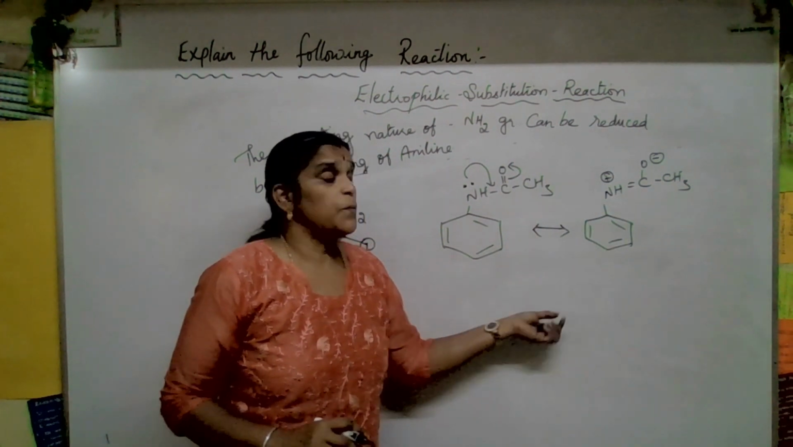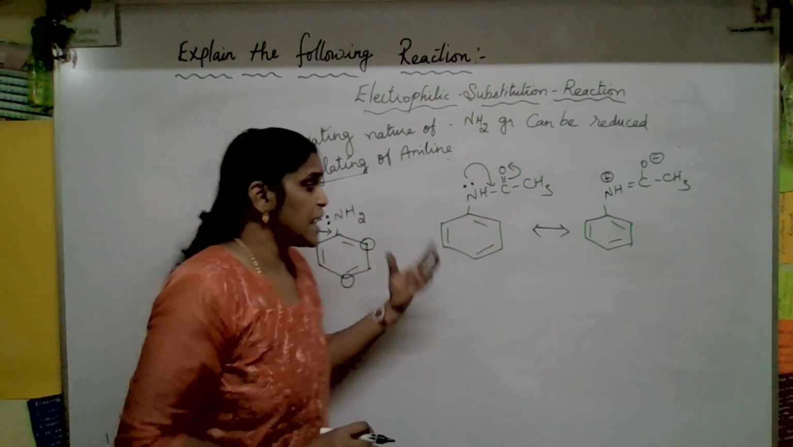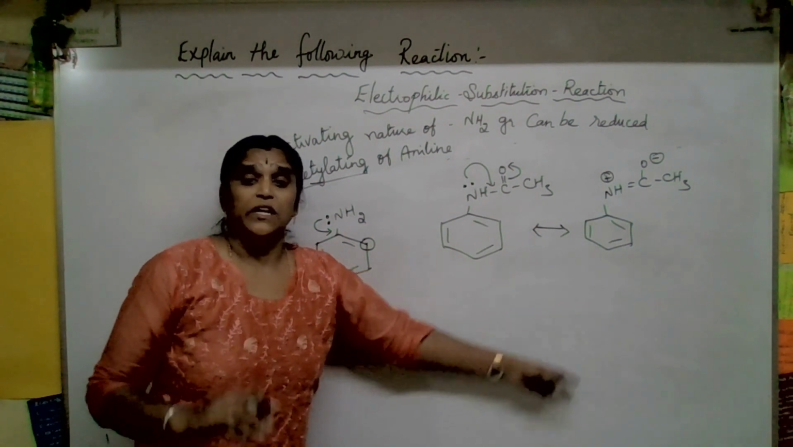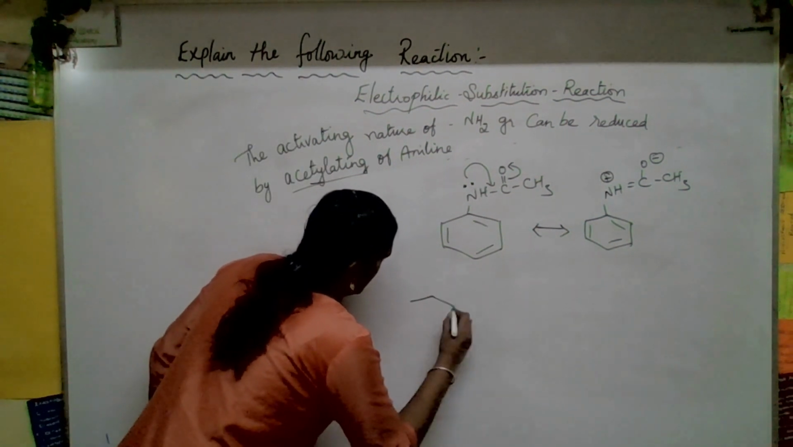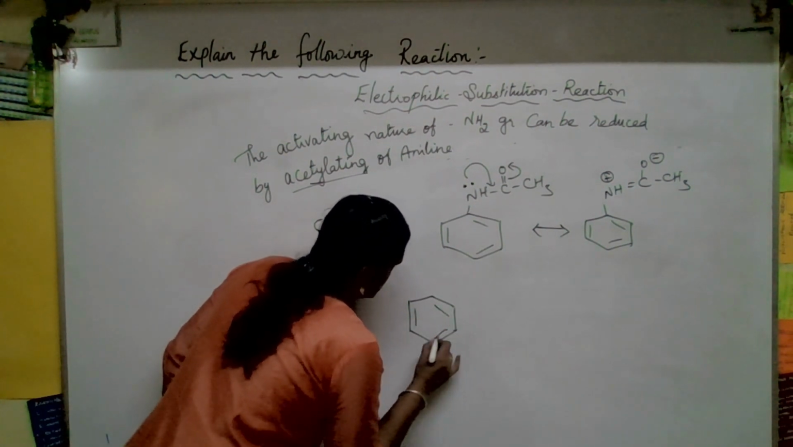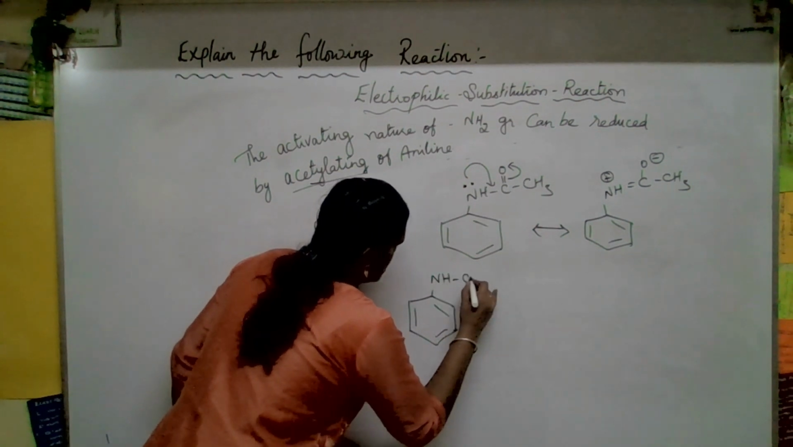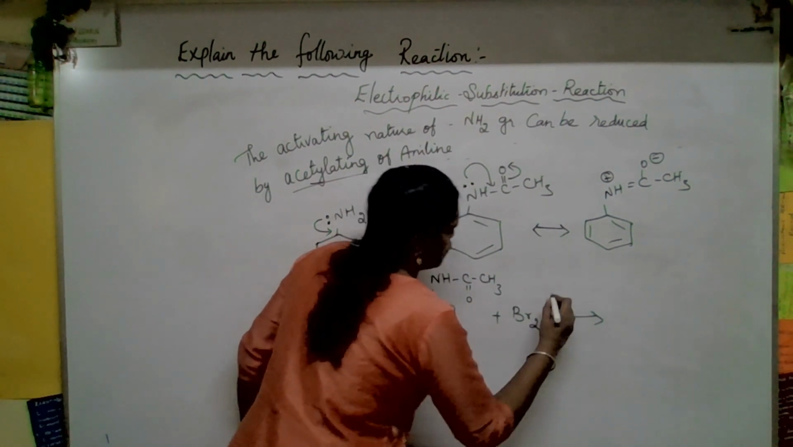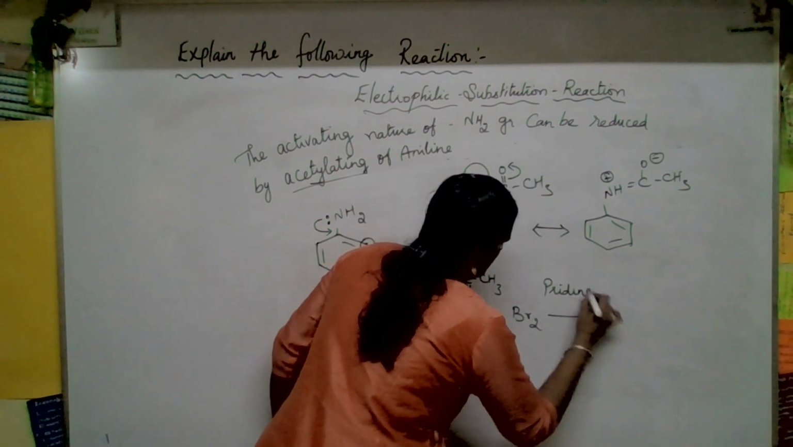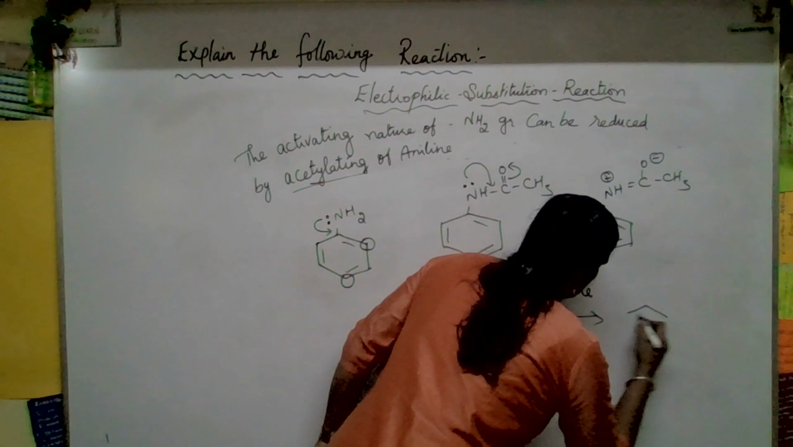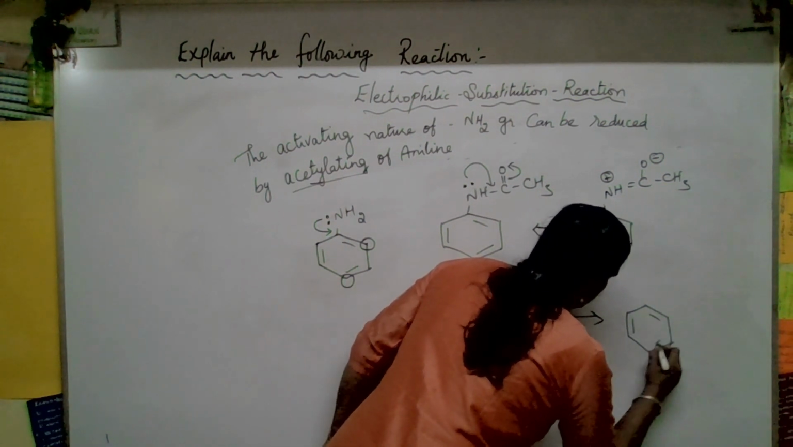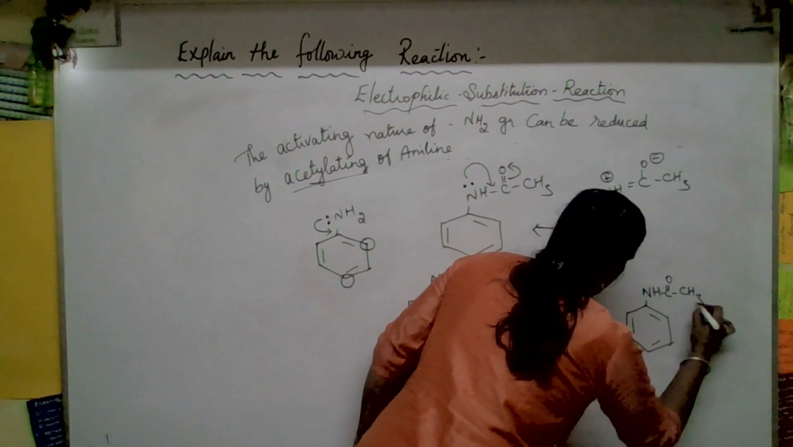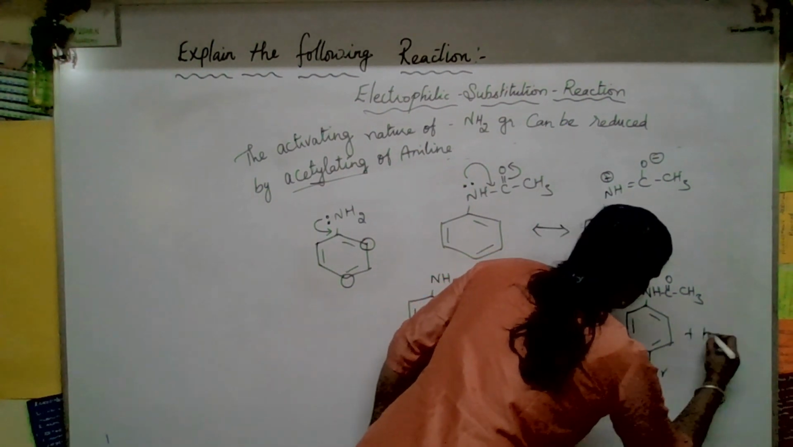So what product will you get? Suppose bromine reacts with acetylated aniline. What is the product you will get? You will get the para product only. Okay, let us identify whether it is true or not. Now this is benzene here, NH C double bond O CH3, combined with bromine in the presence of pyridine. So what happened? You will get para-bromoacetanilide. Here NH C double bond O CH3, here Br, and here HBr.